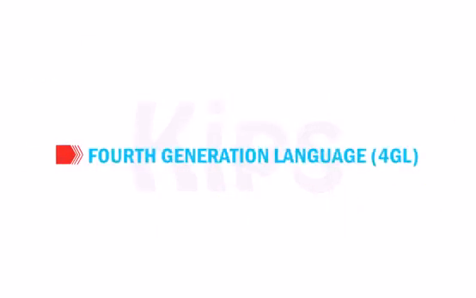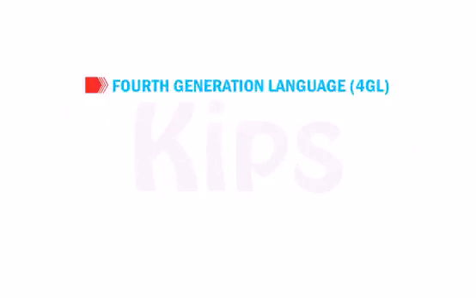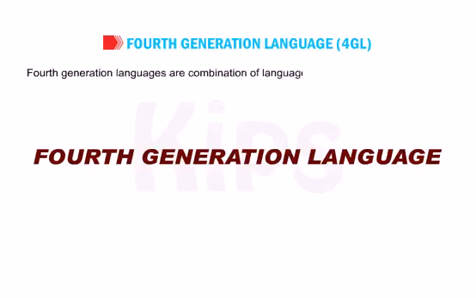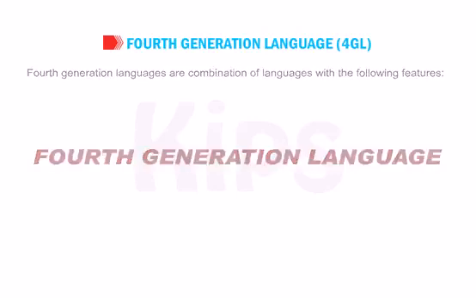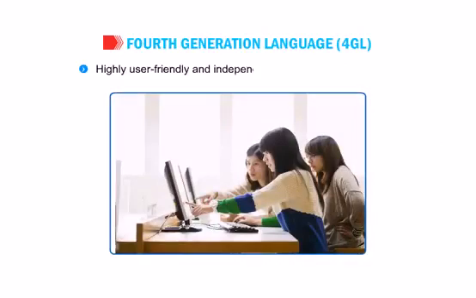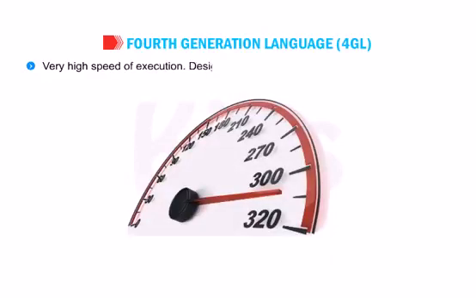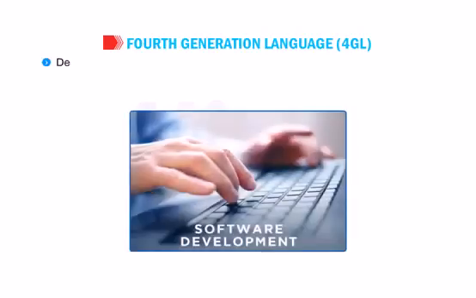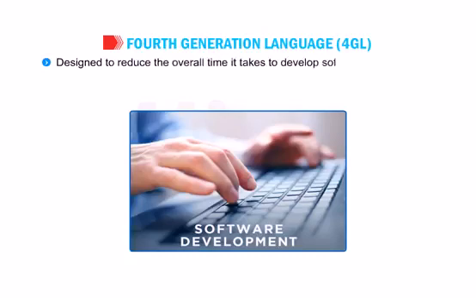Let us understand about fourth-generation language, 4GL. Fourth-generation languages are closer to human language than any other high-level languages. Fourth-generation languages are a combination of languages with the following features. Highly user-friendly and independent of any operating system. Very high speed of execution, designed to reduce level of programming efforts. Minimum efforts from the user to obtain any information. Designed to reduce the overall time it takes to develop software and the cost of software development.